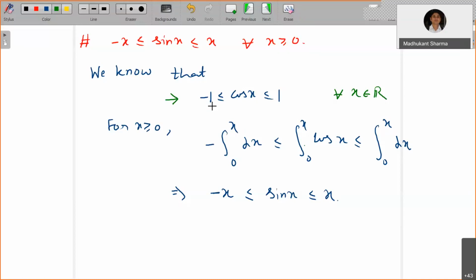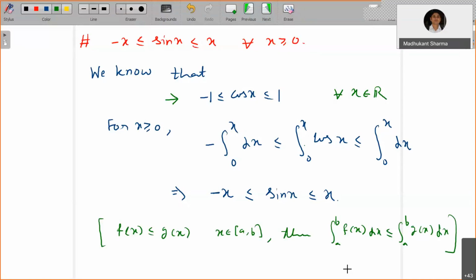Now, the main comment here is that integration will follow the monotone property. That means if f of x is less than or equal to g of x, then the integrals follow the same inequality. It will be more clear when we discuss the Riemann integral, so it will come at a later stage.